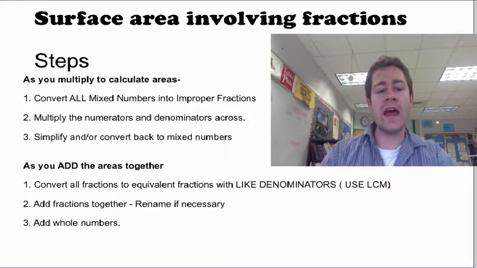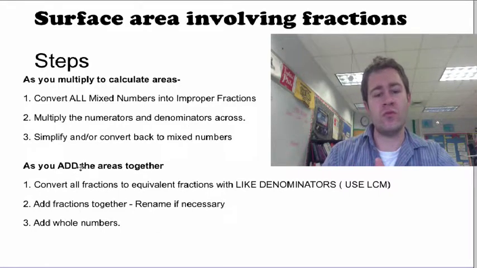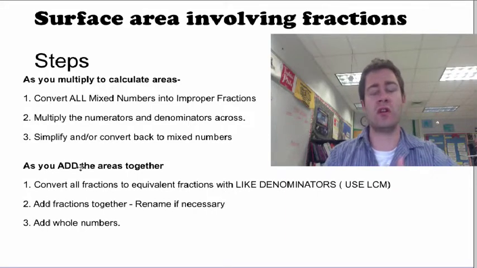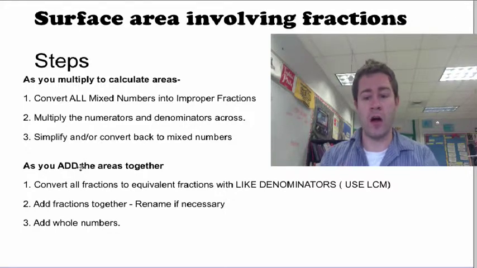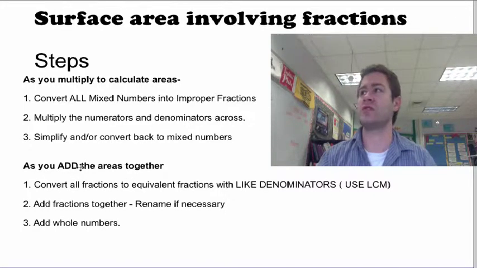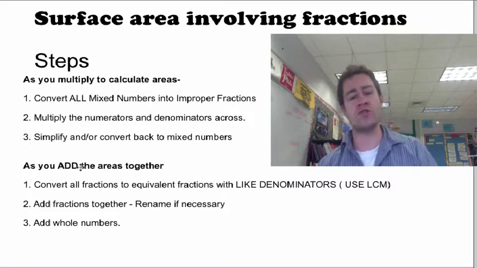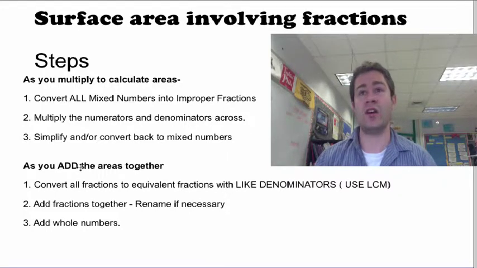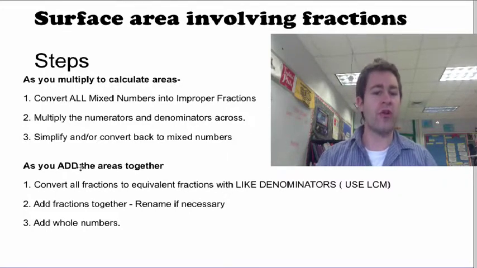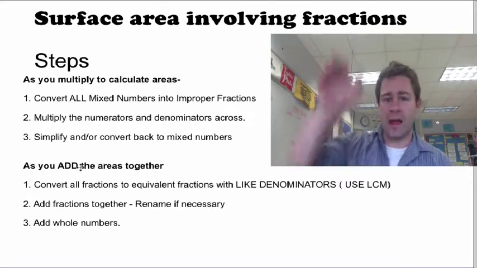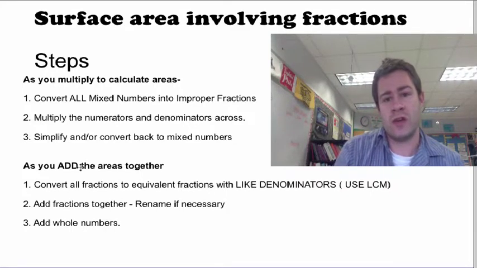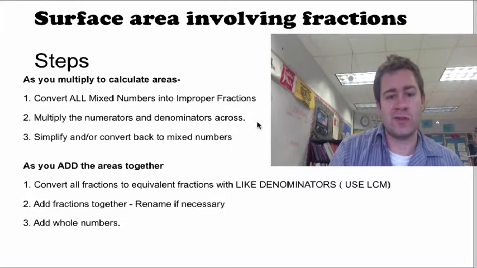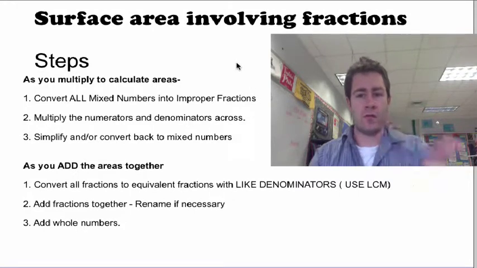Then when you get all the areas together, what you need to remember is you need to convert all fractions to equivalent fractions with like denominators. So if you end up having fractions of halves, thirds, and fourths, my like denominator would be in twelfths. So I would convert them all into equivalent fractions of twelfths. Then I add the fractions together vertically. Then I add the whole numbers. And then I end up with my surface area of that prism.